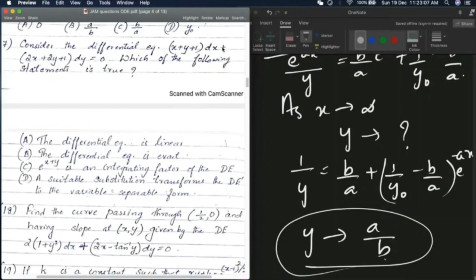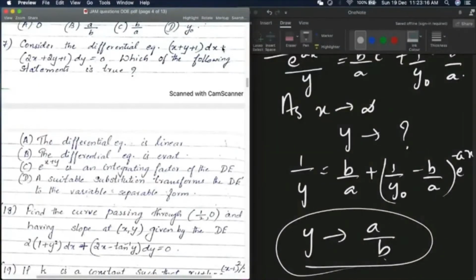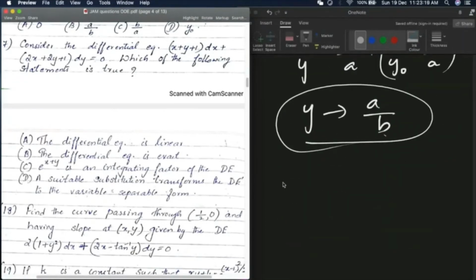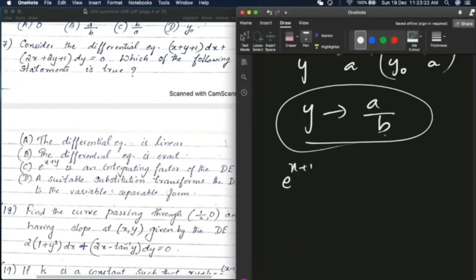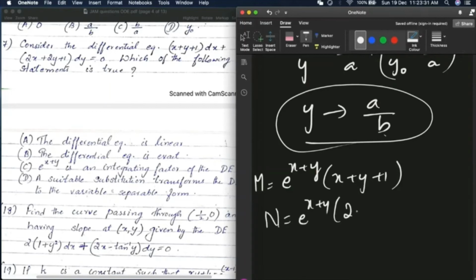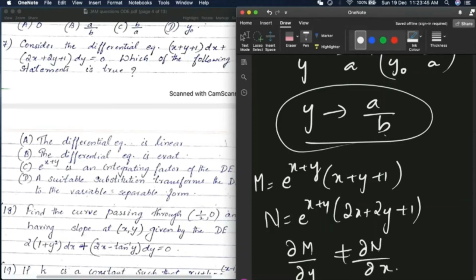E raised to x plus y is an integrating factor of the differential equation is what you have to check. So multiply by e raised to x plus y and see whether dou m by dou y is equal to dou n by dou x. That's the third thing that you can do. Your m becomes e raised to x plus y into (x plus y plus 1), and n becomes e raised to x plus y into 2x. I don't think that will become the same. Will it become equal, dou m by dou y and dou n by dou x? I don't think, no. It will not. So that's not an integrating factor.